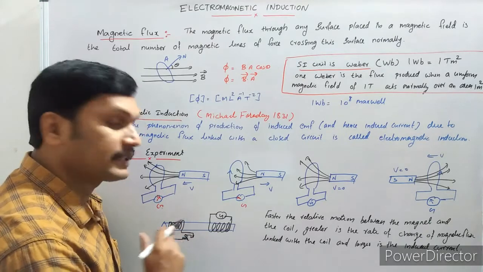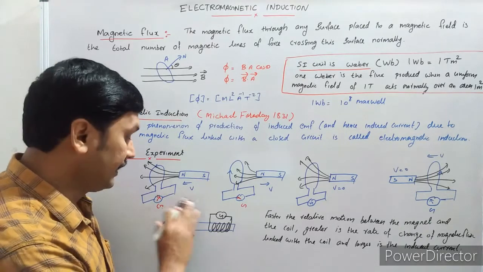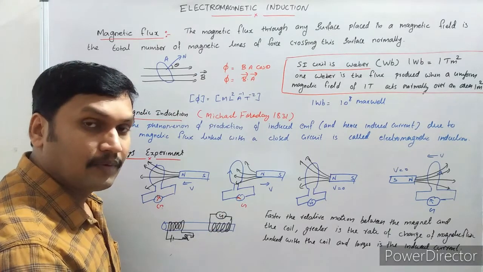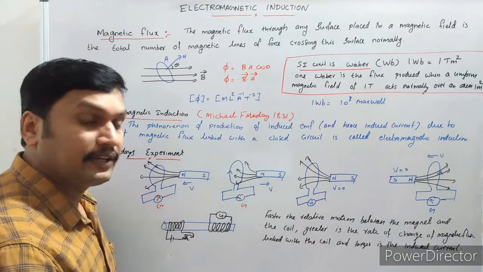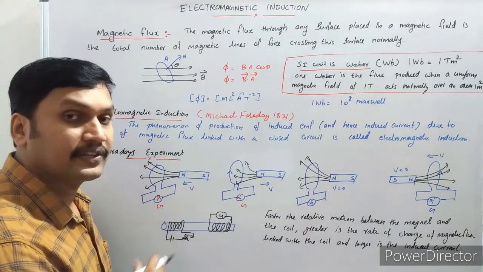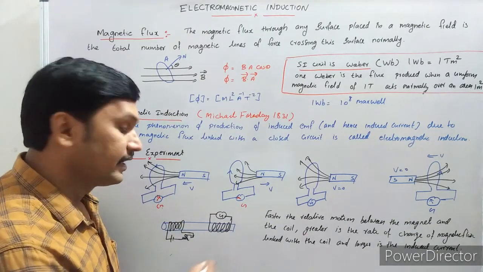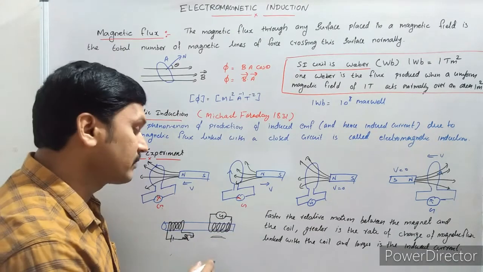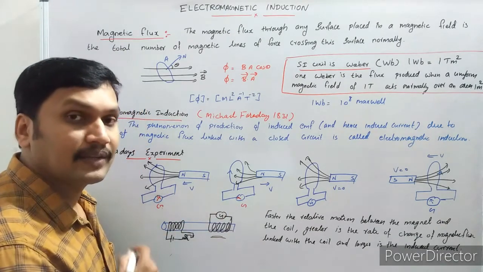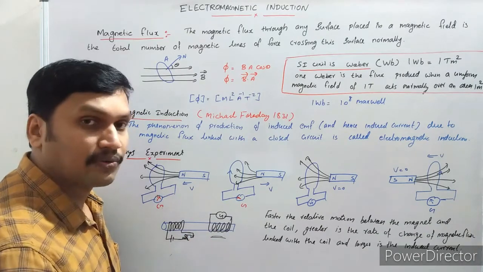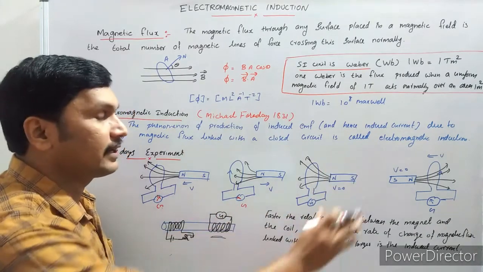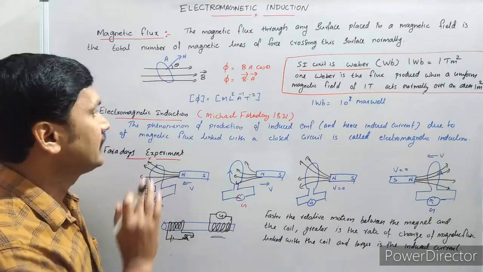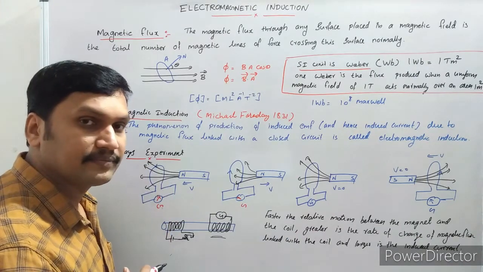But if the key is pressed for a long time, there is no variation of magnetic field, so there is no flux change. What happens when you are releasing the key? When you are releasing the key, the current decreases and the magnetic field decreases. Again, the magnetic flux of the secondary coil is varying. That's why when you are releasing the key, a current is induced in this coil. These are the experiments conducted by Michael Faraday to demonstrate electromagnetic induction.